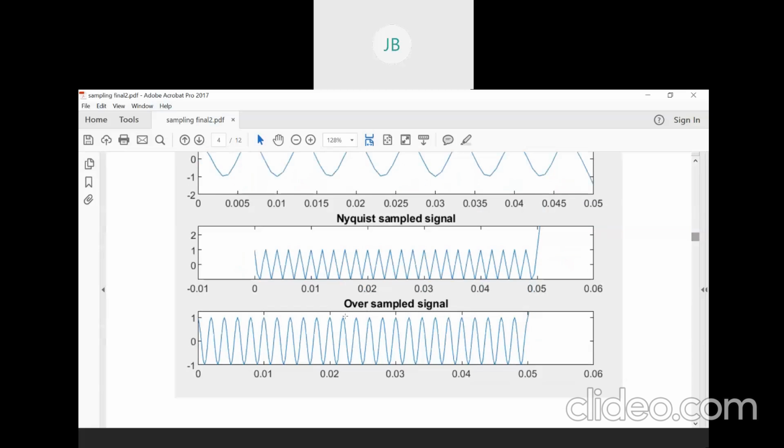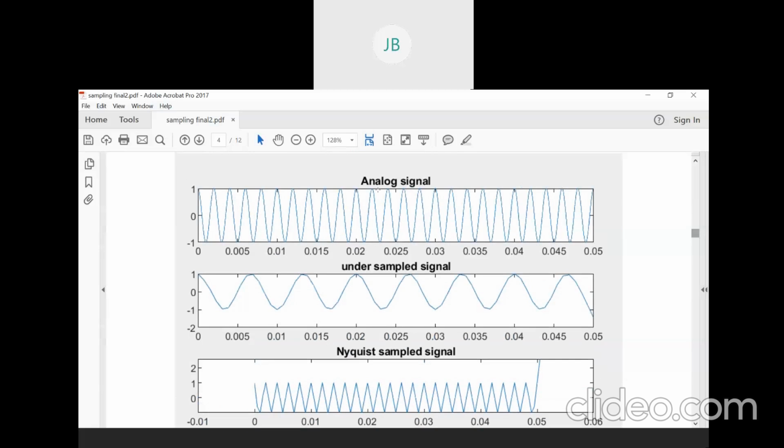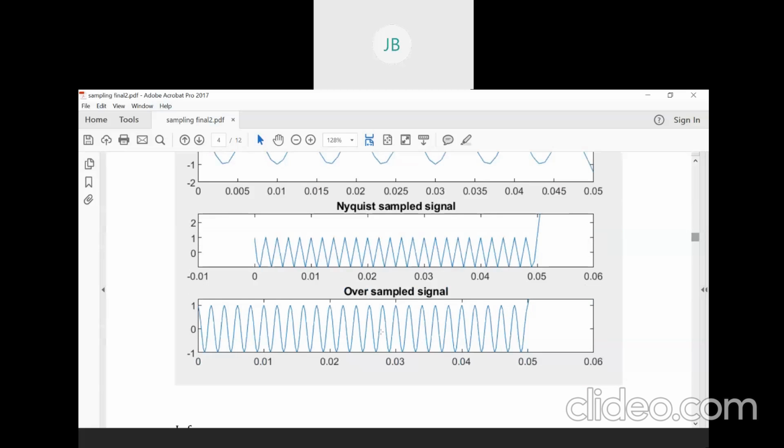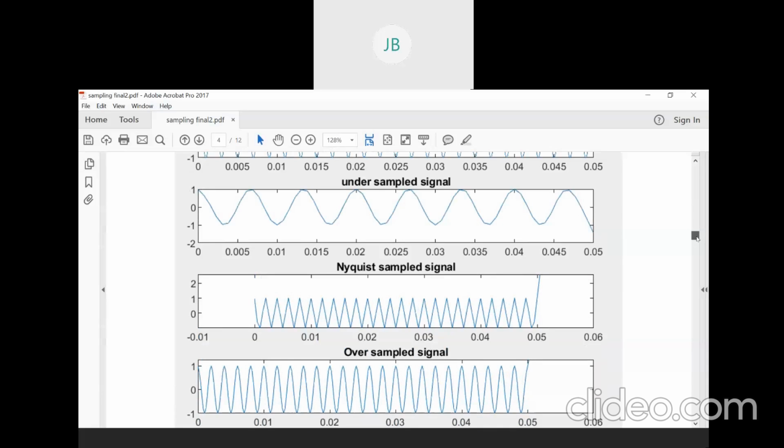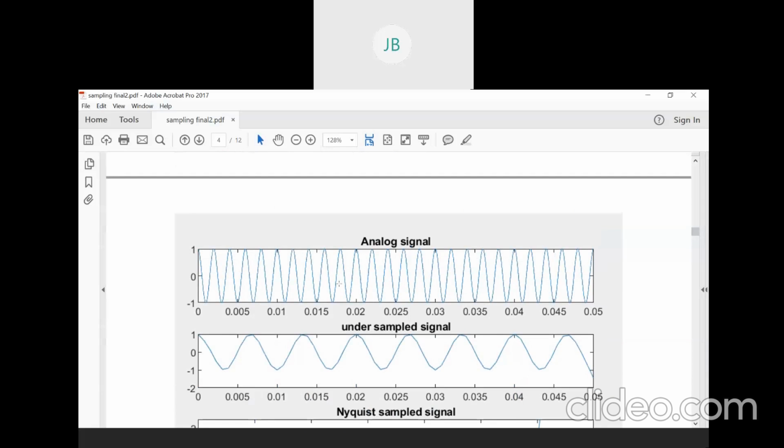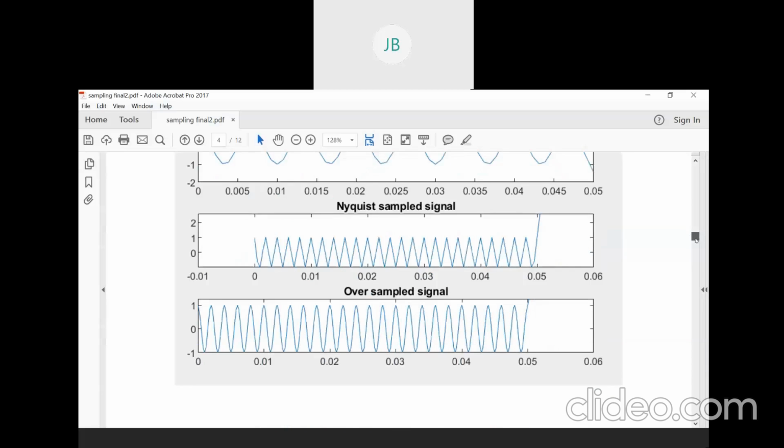Here, the third one is the oversampled signal. This looks almost the same as the analog signal, right? Because the sampling here was done at 5 times and we reconstructed it. So it's almost similar in terms of frequency and amplitude to the analog signal. Okay, this is how we reconstruct the signal using interpolation.